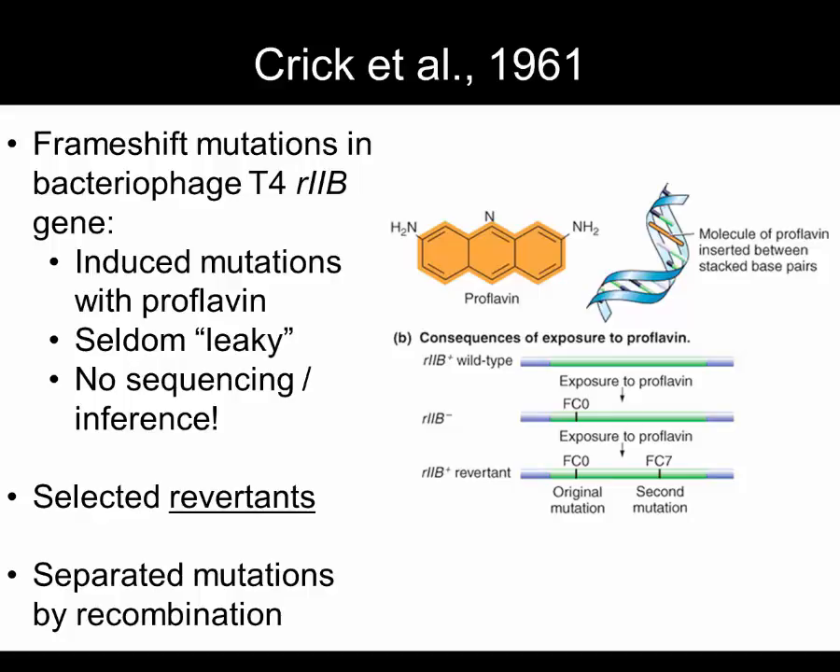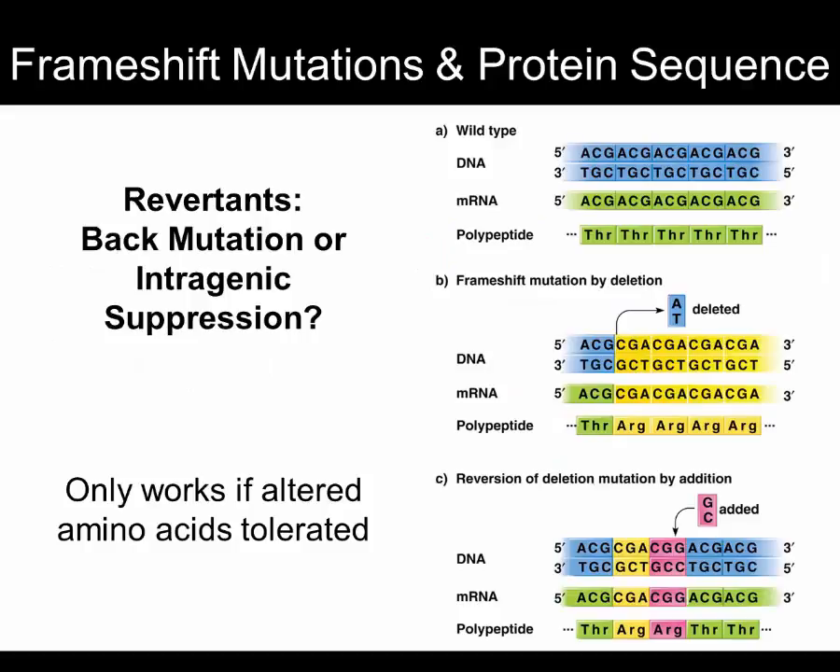Crick et al. mutagenized phage to get point mutations, then mutagenized again and selected for wild-type revertants. Another interesting feature about frame shifts is that revertants are possible without directly reversing a mutation. For instance, a deletion at one spot could be fixed by a nearby insertion. Look at the example on the right.